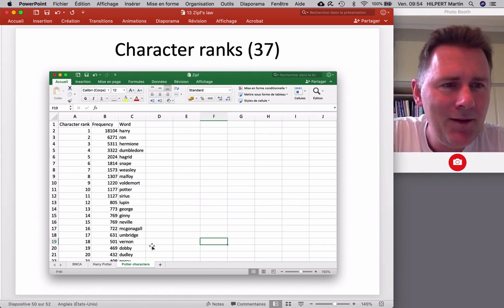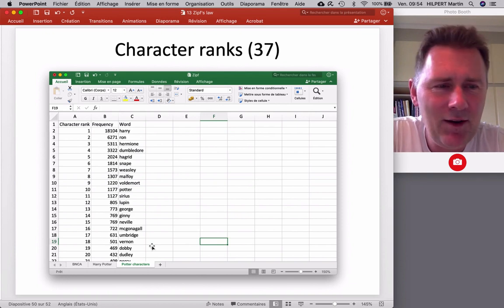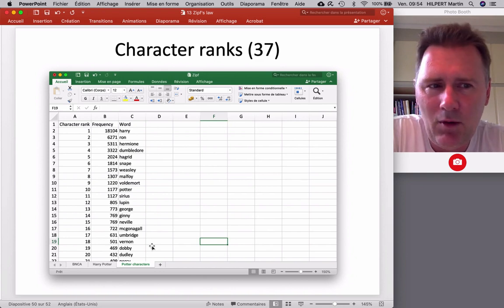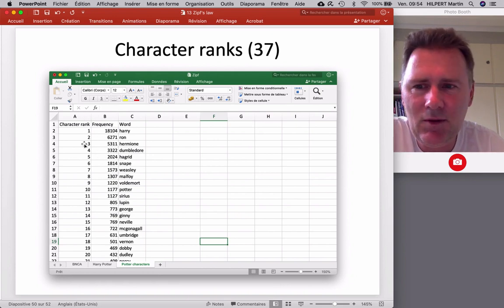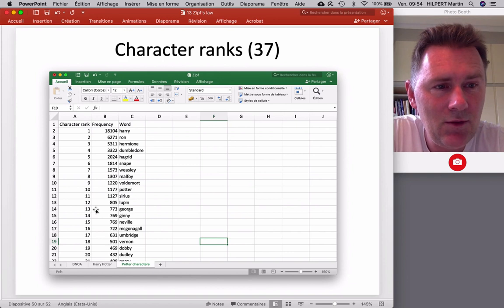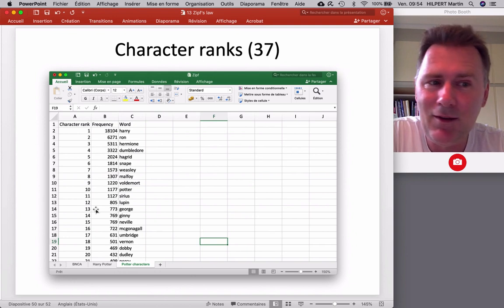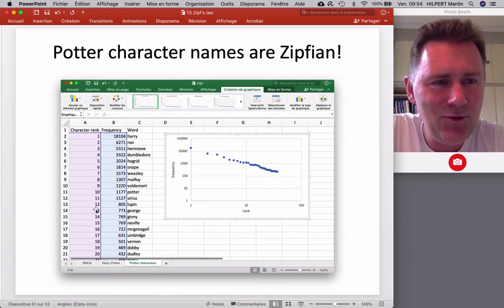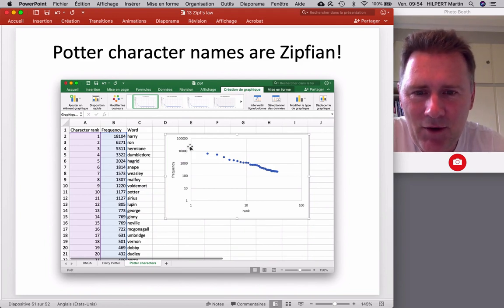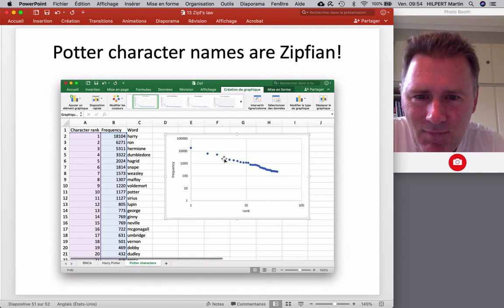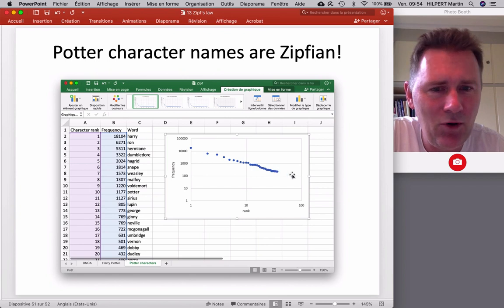Now let's check. Is there a Zipfian distribution in these characters as well? I would again encourage you to highlight the frequencies and the ranks and create a graph, set the axes to logarithmic scales, and then see if you get a straight line. I can do a little spoiler here. The line is straight. So Harry, Ron, Hermione, Dumbledore, Hagrid, Snape, Weasley, and after that it kind of gets blurry.